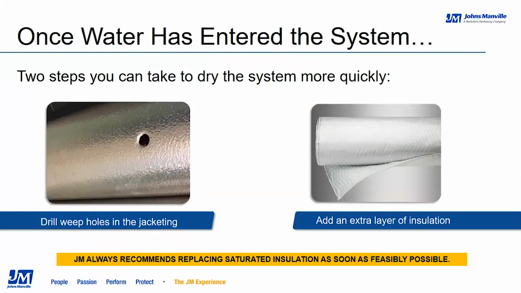And we've taken a close look at the efficacy of some of these methods used to protect systems against CUI once water has entered the system. And these two methods specifically include using weep holes and adding additional layers of insulation. Now, two important things to note here. First, we always recommend replacing saturated insulation as soon as feasibly possible. This allows you to inspect the pipe beneath the insulation, helps prevent corrosive substances from being held next to the pipe surface for extended periods of time.